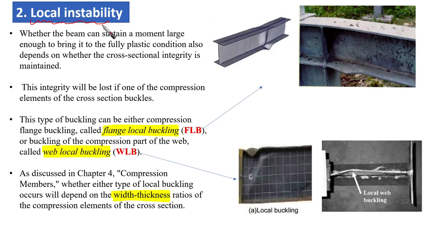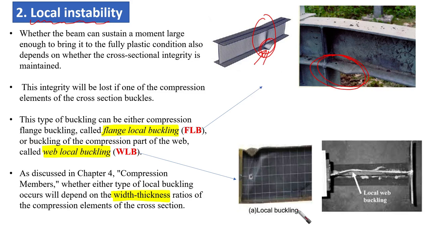Local instability. The meaning of local instability is that we are going to find, under certain circumstances and loading conditions, that the section is not going to globally buckle or twist like the lateral torsional buckling, but we are going to find that something local would happen. Whether it is in the flange, as you can see here, this is a very good example. Okay, we are going to find that there is local buckling, flange local buckling here. Okay, as you can see here, this is flange local buckling.